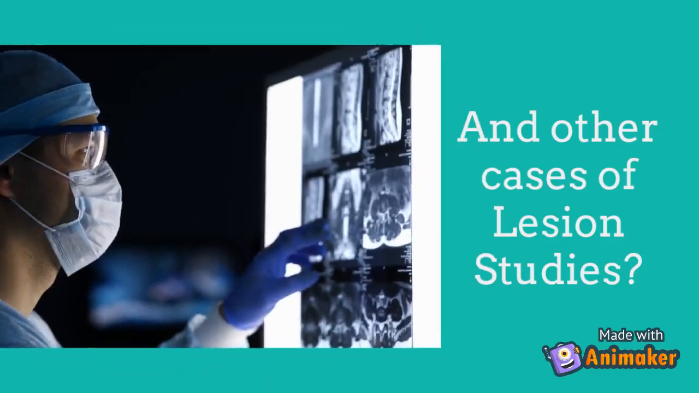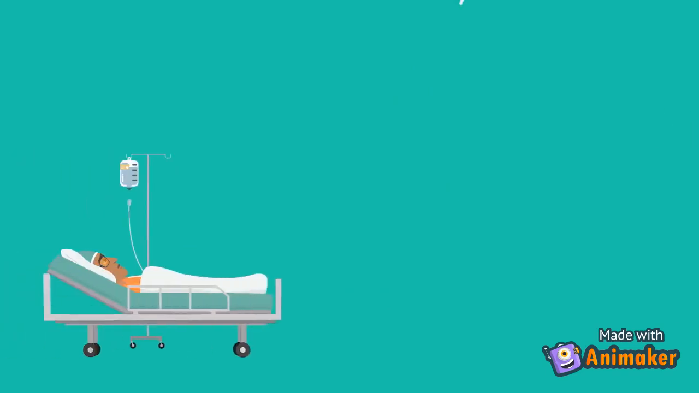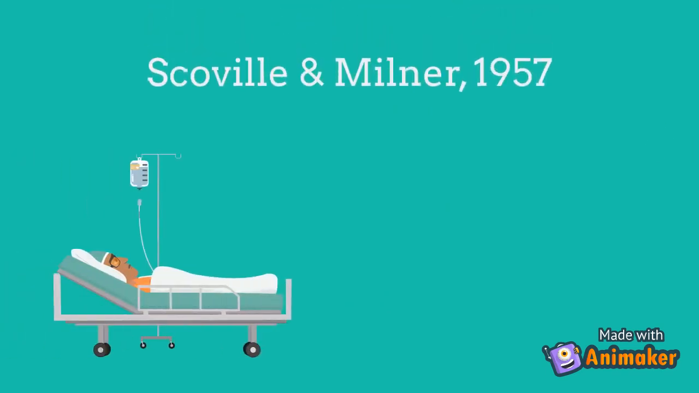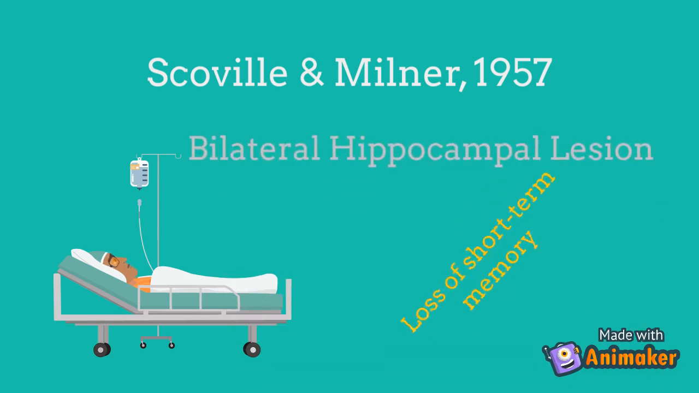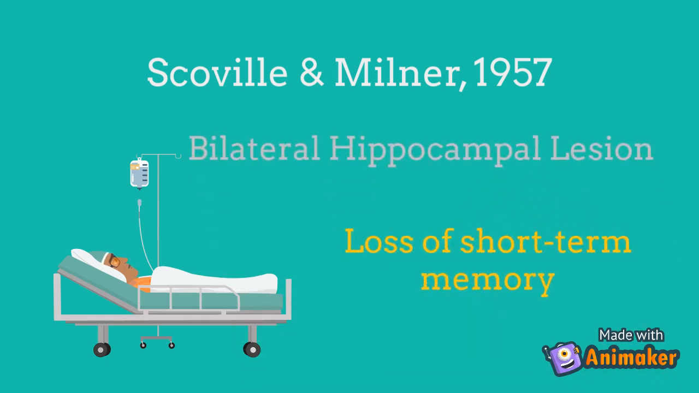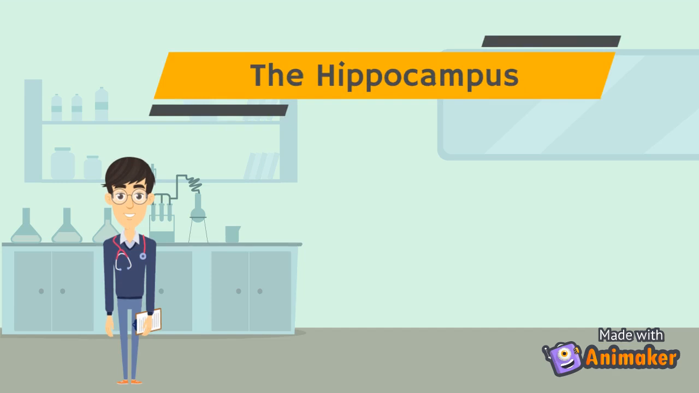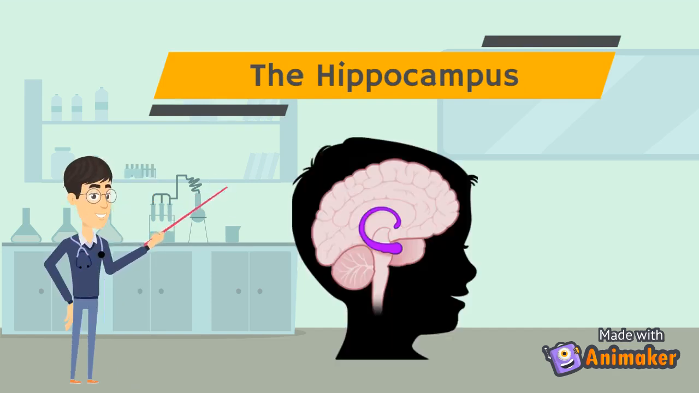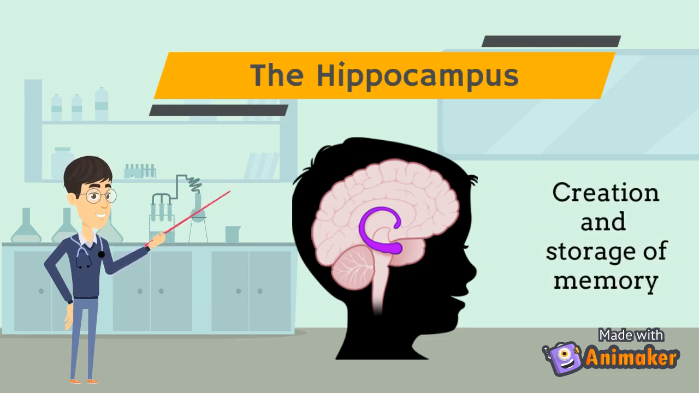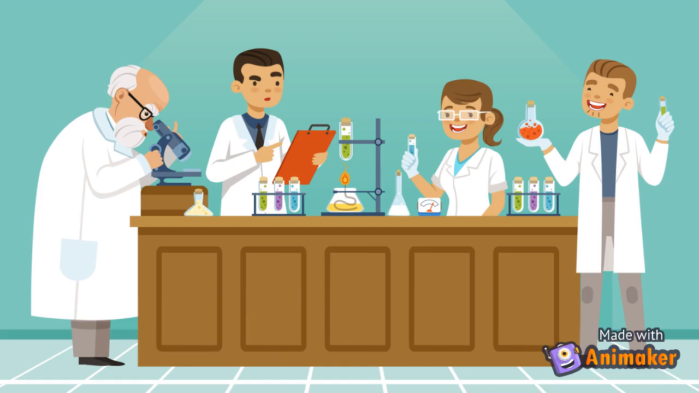And what of other lesion case studies? One other famous example of a lesion case study was that of a patient in 1957. He sustained damage to his bilateral hippocampus, and from this injury experienced a loss of recent memory. This case study gave scientists insight into the function of the hippocampus. This section of the brain had something to do with memory, just like Broca's area was related to language. Specifically, the hippocampus had something to do with the creation and storage of short-term memory.